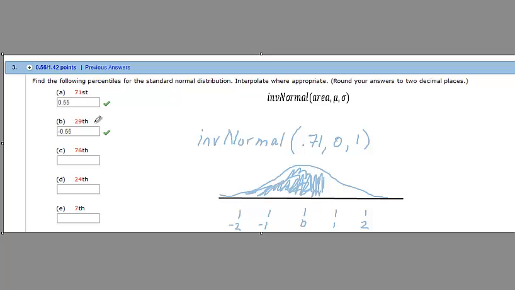The 29th, you're going to say that the area is 0.29. Nothing really changes. It's just doing the same thing over and over, but at 0.29, that would be over in this area, and the standard deviation on that would be at negative 0.55, and that would be your percentile.